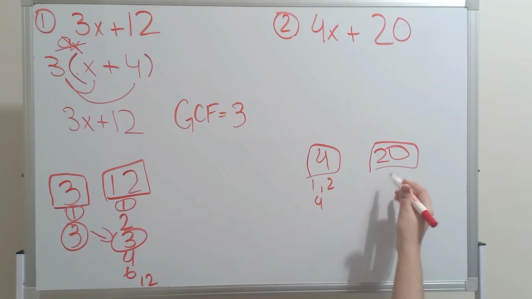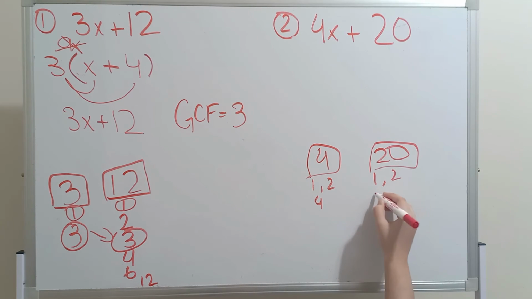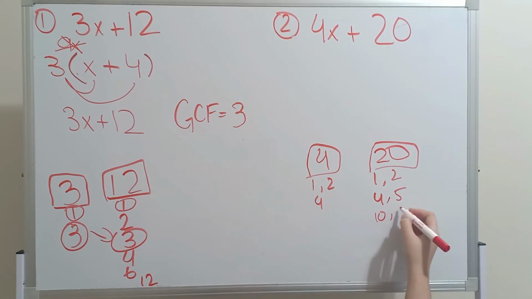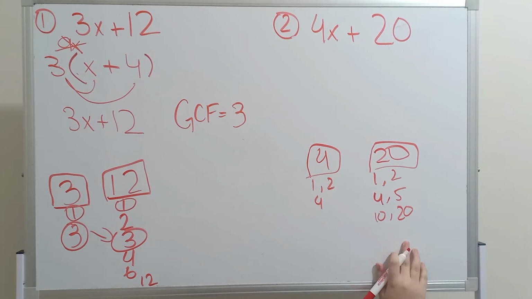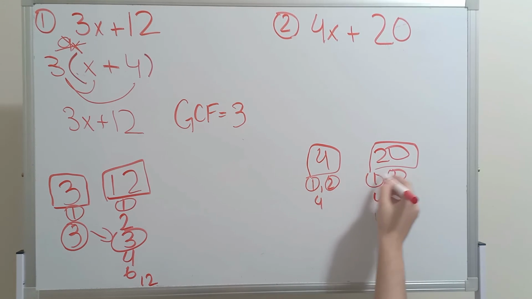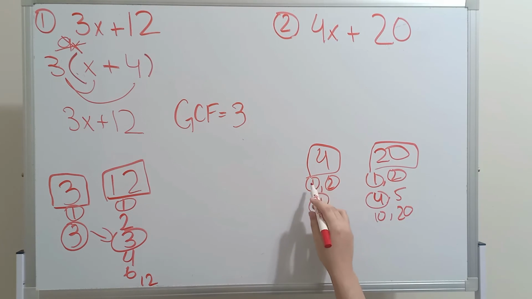So these are the factors of 4. For 20 we have 1, 2, 4, 5, 10, and then we will have 20. So these are the factors of both of these numbers. Now we have to find the common factors, and then the greatest common factor. So we have 1, 2, 4. We do have 3 common factors here, but we have to find the greatest one, right? So the greatest out of 1, 2, and 4 is 4.